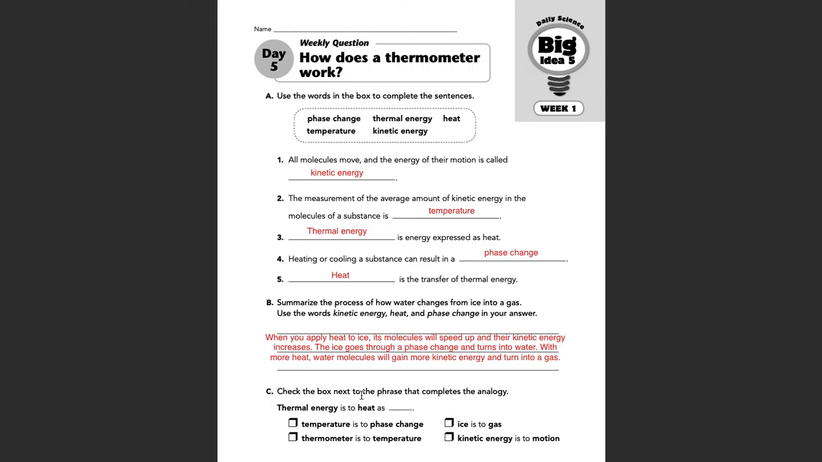And then C, check the box next to the phrase that completes the analogy. Thermal energy is to heat, as temperature is to phase change. I don't see how those two relate. Thermometer is to temperature, ice is to gas, or kinetic energy is to motion.